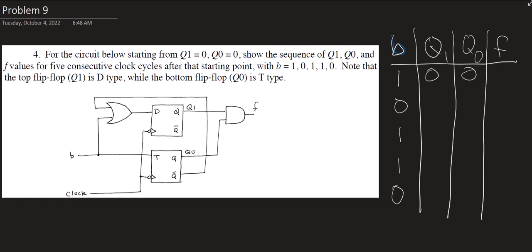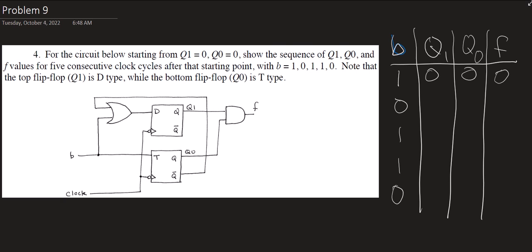Okay, now F is not associated with the clock. So F takes the AND of whatever it has, and that's what it has. So the AND of 0 and 0 is 0. Now, Q1 and Q0 are associated with the clock, and they only change on the positive clock input, and so they're going to take whatever values were there on the clock cycle before. So let's look at Q1.